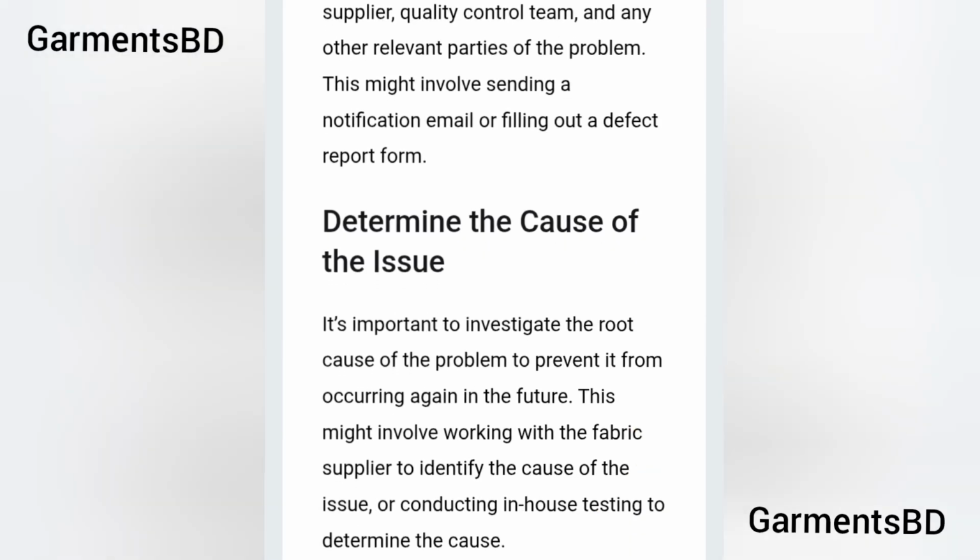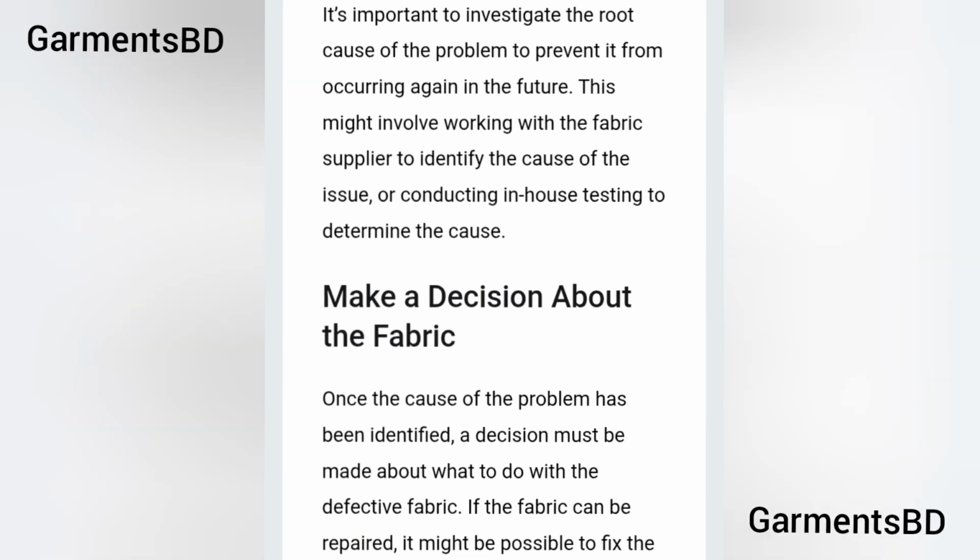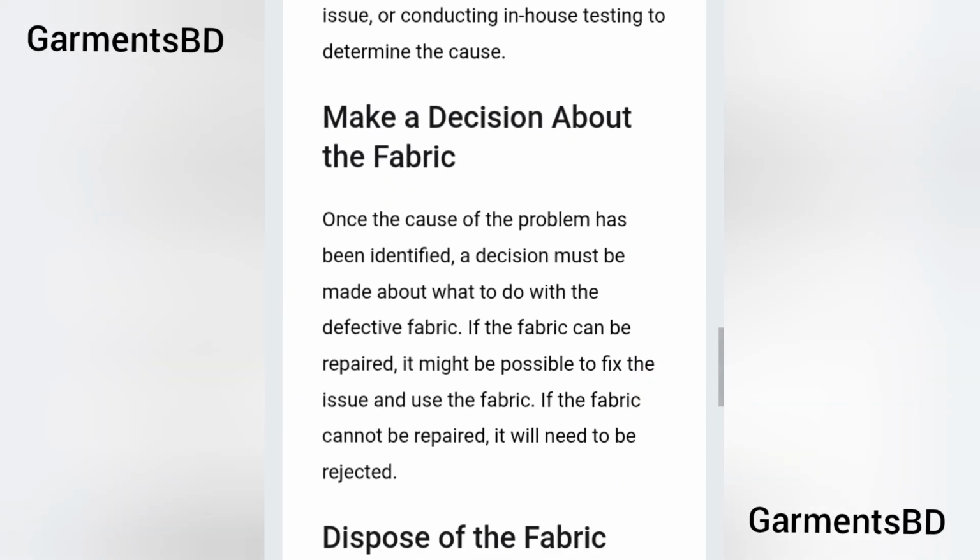And determine the cause of these issues. It's important to investigate the root cause of these problems and prevent them from occurring again. This might involve working with the fabric supplier to identify the cause of these issues, or conducting in-house testing to determine the causes. Make a decision about these fabrics.